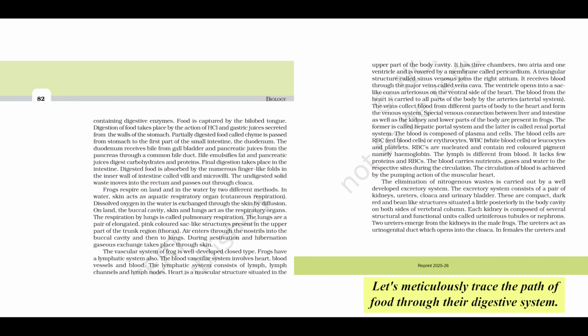Let's meticulously trace the path of food through their digestive system. Food first enters through the mouth, then into the spacious buccal cavity. From there, it moves through the pharynx, which leads to the esophagus. The esophagus itself is a remarkably short tubular structure that quickly opens into the stomach. The stomach then continues as the much longer coiled intestine where the bulk of nutrient absorption occurs. Following the intestine is the shorter, wider rectum, which is the final section before elimination. Finally, all undigested waste exits through a common posterior chamber called the cloaca.